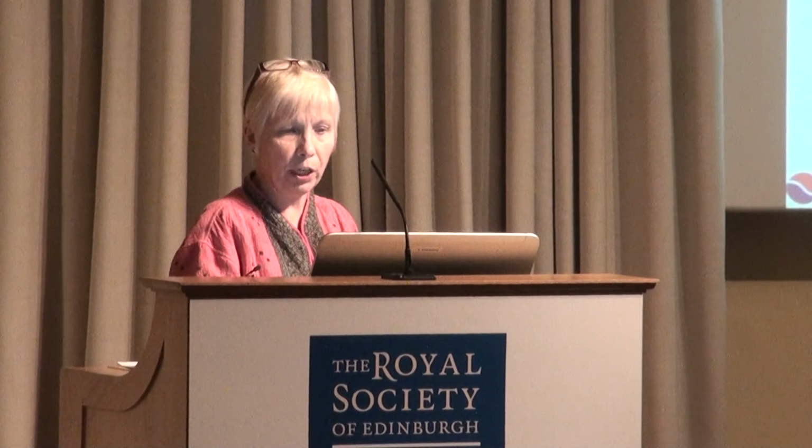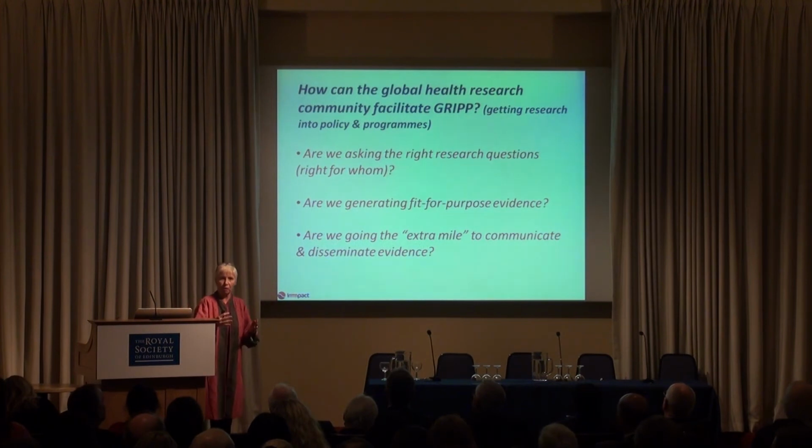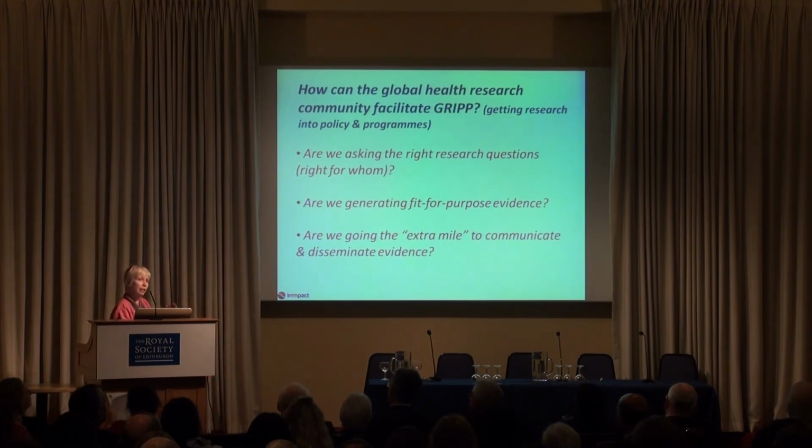But I do think there is a moment now for those of us who've been working on this subject to reflect back on what has happened to the research that we've generated, the evidence that we've undertaken. Are we achieving GRIPP? Are we getting our research into policy and practice? And what I want to emphasise is that this is not an end process. Some people think GRIPP is what you do at the end of your research cycle. What has struck me from my work, particularly around maternal mortality reduction, is that it's a process. And one of the reasons why we don't have uptake is perhaps we've not asked the right question. The right question for whom is the big question as well. Are we generating fit for purpose evidence?